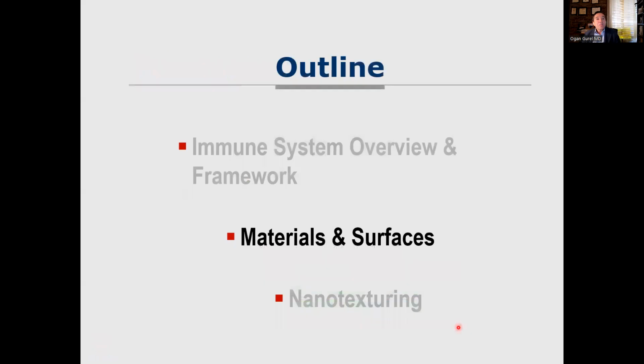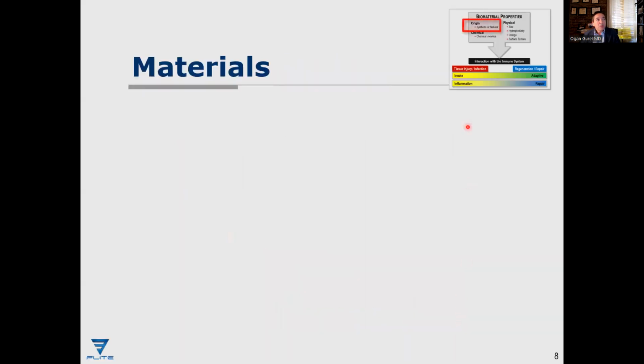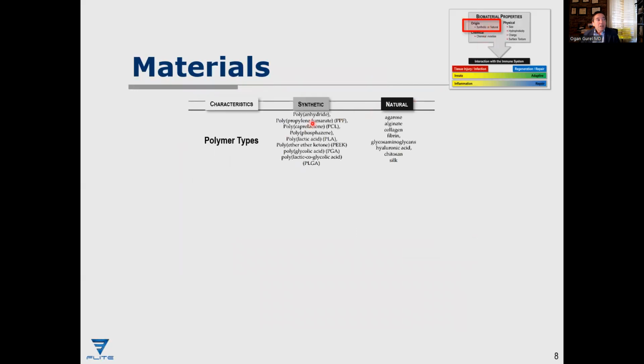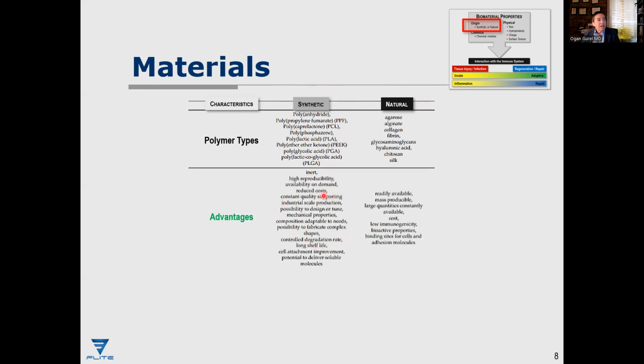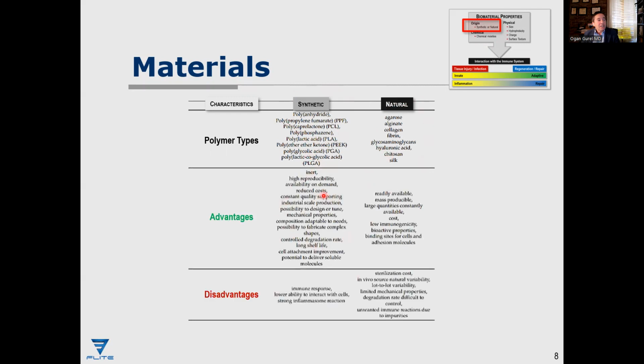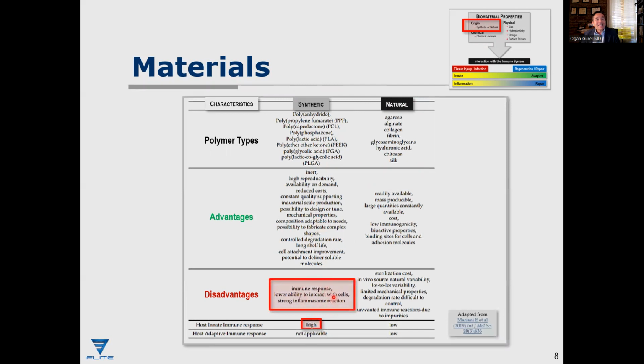So I'll talk about some material and surface properties. We'll focus first on the origin. Now, about 45% of medical devices implanted are polymers. So we have synthetic or natural polymers, and these each have advantages and disadvantages, respectively. One of the disadvantages is that the synthetic ones, which are a large number of medical devices, of course, incite a vigorous, high immune response.